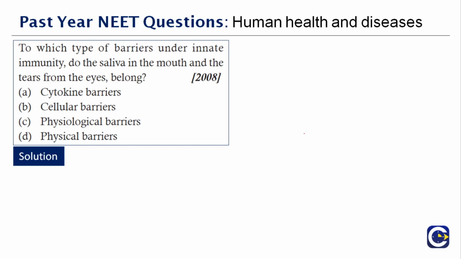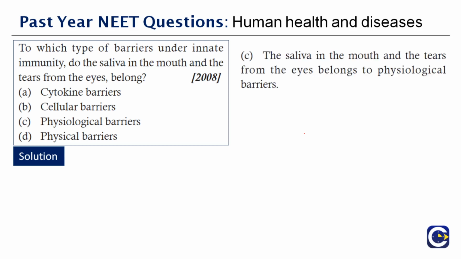So likewise, if you see, the tears of the eyes belong to the physiological barriers. The saliva in the mouth also has a pH which it works on, and it is very important for the body. So the saliva in the mouth and the tears of the eyes are all part of physiological barriers. Okay, next question.